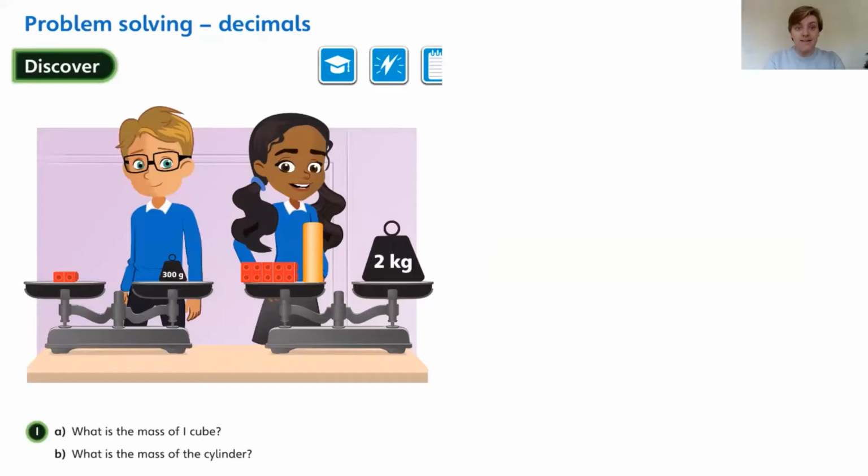Today's lesson is the end of our unit on decimals. For that lesson, we're going to be looking at some problem solving. So for Discover, you have a problem that you need to solve.